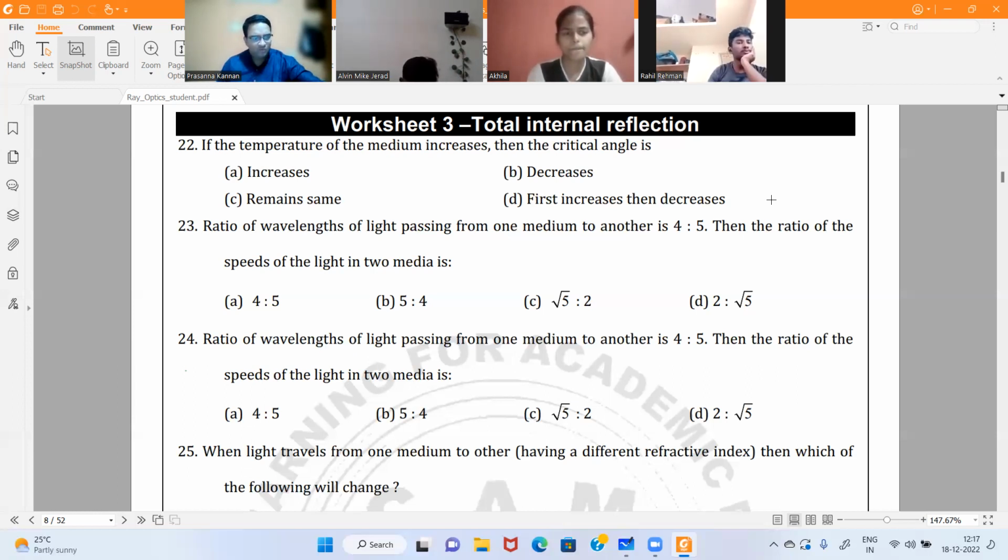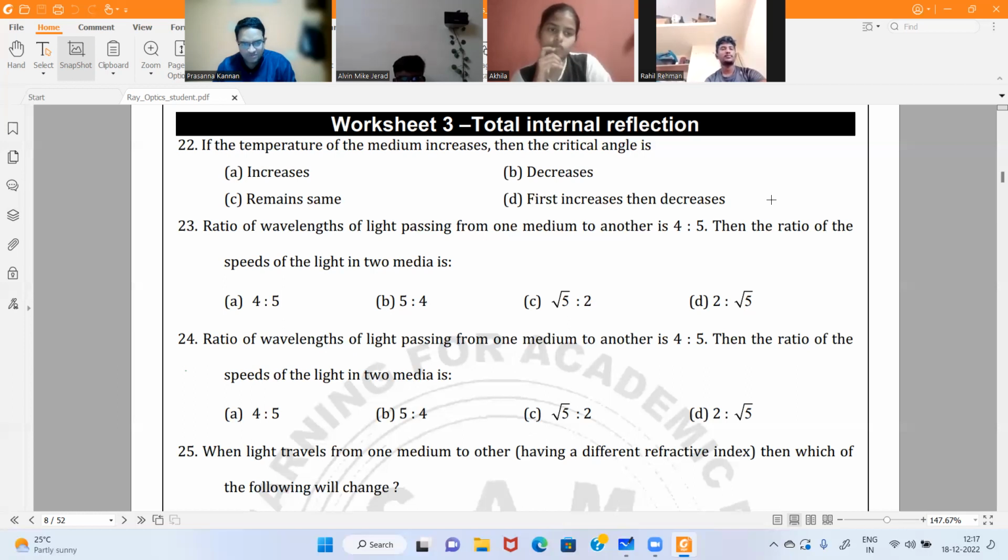Then, what about the next one? Ratio of the wavelengths of light passing from one medium to another is 4:5. What is the ratio of the speeds in the two media? 4:5. I told you about the wavelength. Wavelength and velocities are directly proportional, correct? Yes, sir.